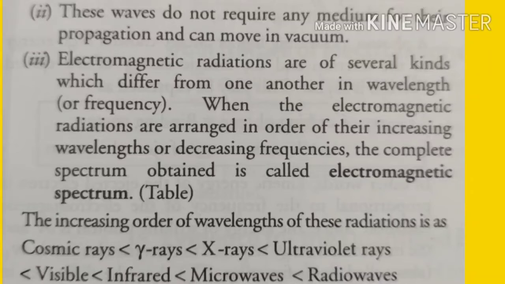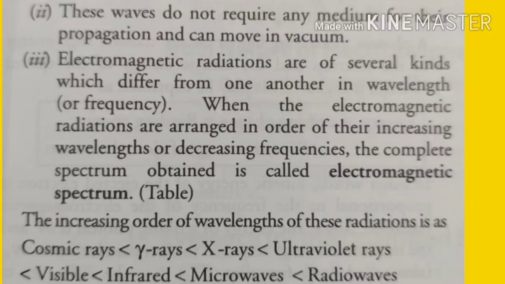The increasing order of wavelength of these radiations is as follows: cosmic rays, then gamma rays, then X-rays, then ultraviolet rays, then visible, then infrared, then microwaves and then the radio waves. Radio waves have the longest wavelength, and they are used for signal transmission.